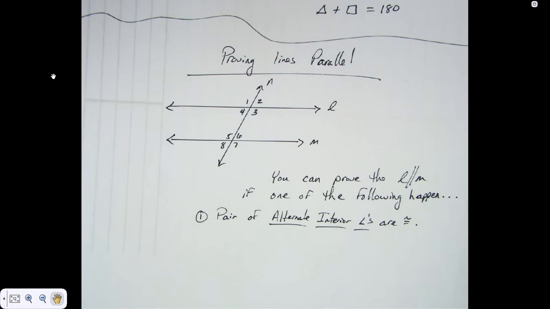So see how we're going opposite? In the last section, I told you these two lines are parallel. Tell me what happens. This section, I'm saying, hey, these two angles are congruent. Does that mean these two lines are parallel? We're going the opposite.